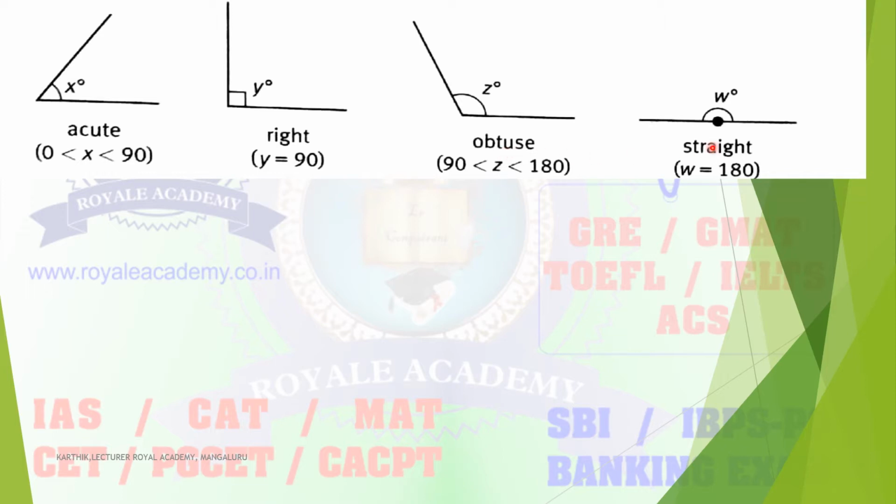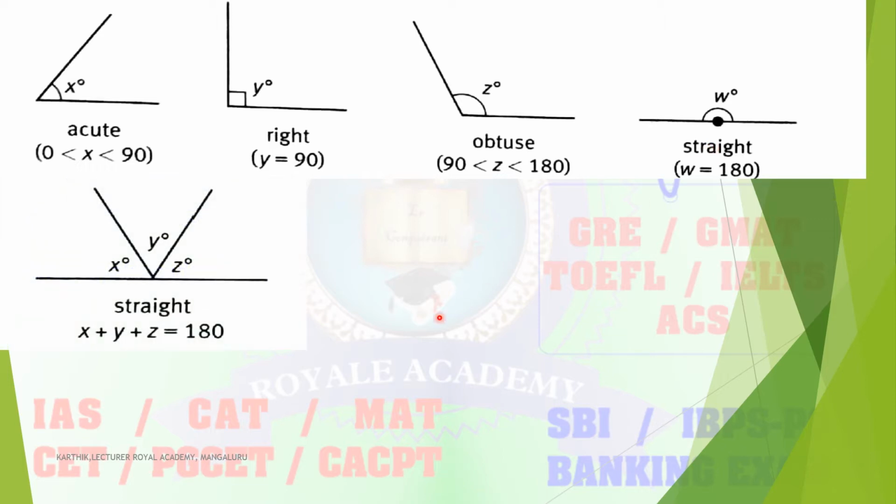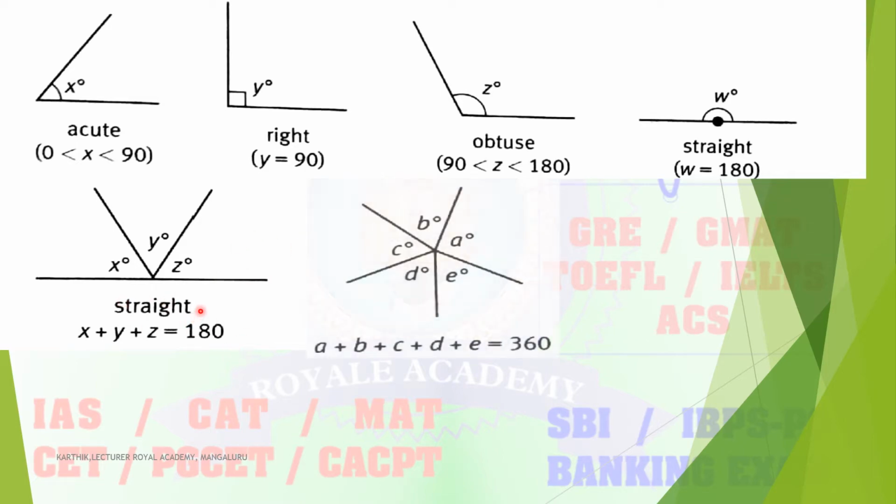Next one is the straight angle. A straight angle is when the angle is 180 degrees. Here there are three angles in total: x degree, y degree and z degree. The total of the three angles is equal to 180, so x plus y plus z is equal to 180, which is a straight angle. So 180 degrees is a straight angle.